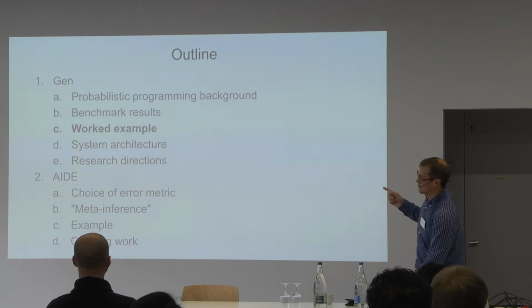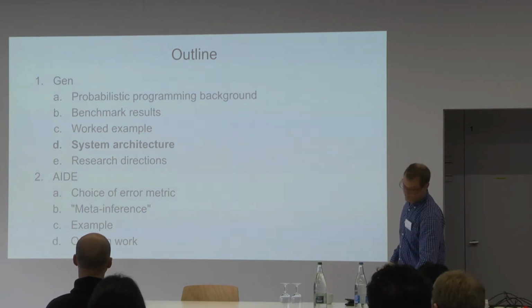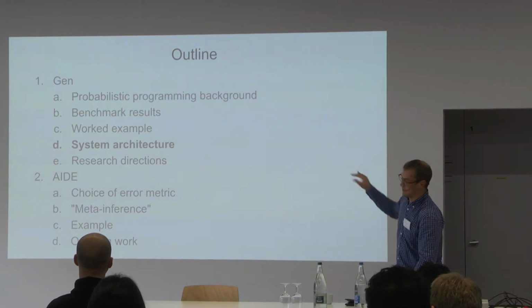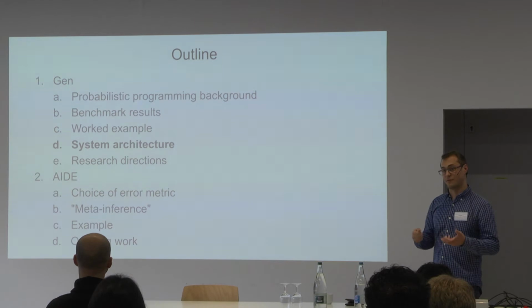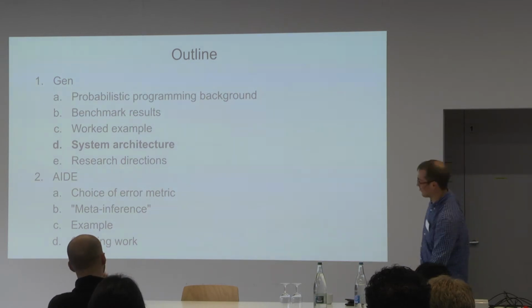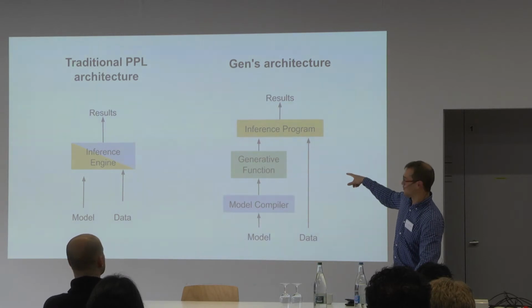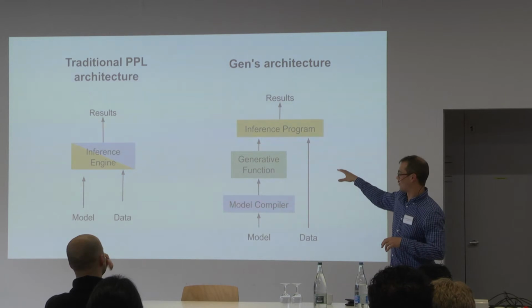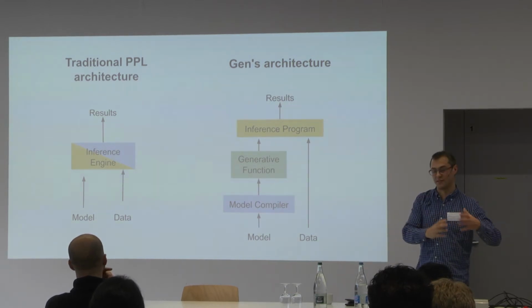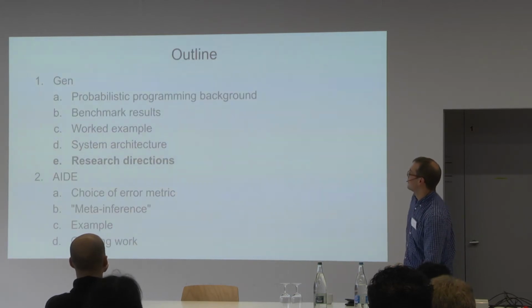So I'm not going to go into the system architecture, but one of the key ideas there was allowing users to incrementally optimize the performance. Gen uses a black box abstraction for modeling, and users can implement their own versions of that interface if they want to incrementally optimize a piece of the system. But I don't think I have time to go into that.